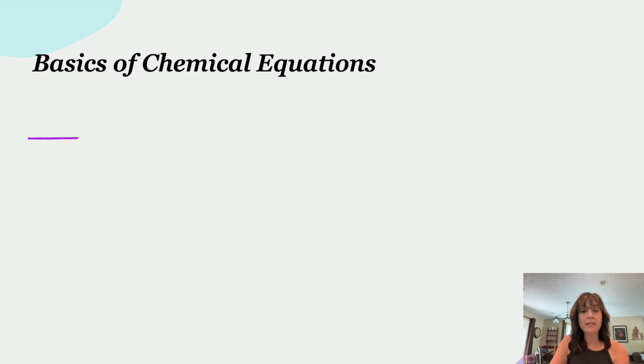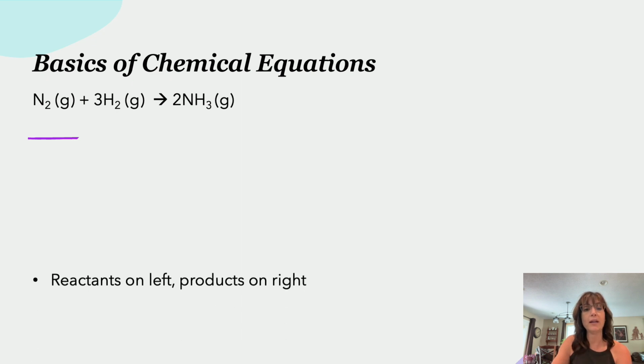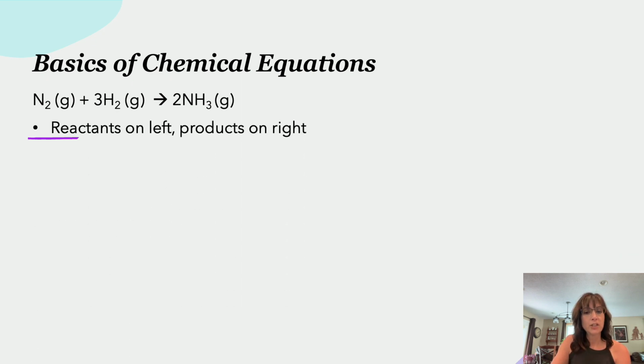Let's review the basics of chemical equations, including some vocabulary. So notice I gave you an example. This is how you make ammonia. N2 plus 3H2 makes 2NH3. You should recall that reactants are on the left, products are on the right. I like to think about a factory. All of the ingredients go into the factory and out comes a car.